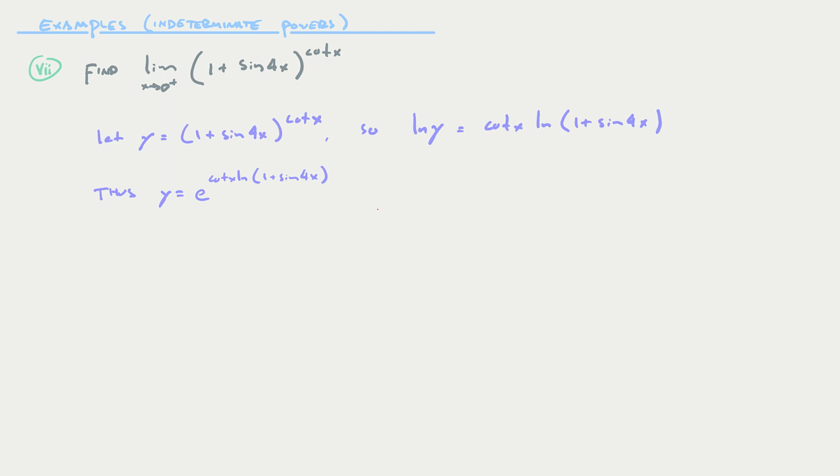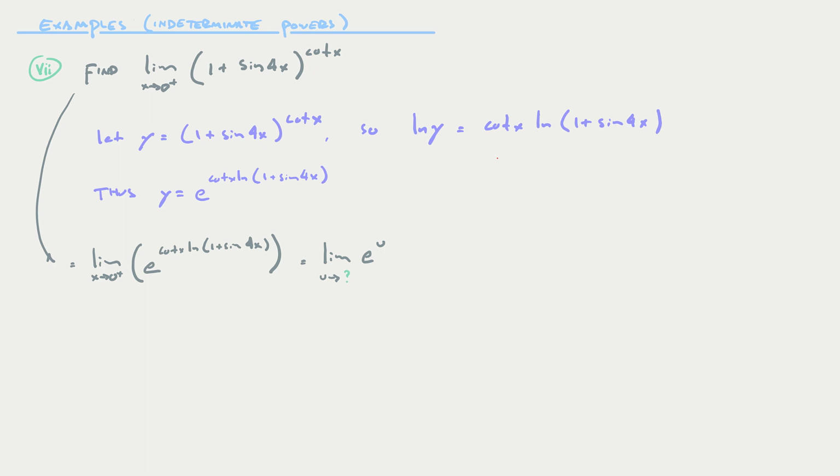So what I did is I said, let y be equal to the thing we're taking the limit of as x approaches 0 from the right. I took the natural log of both sides. So we have the natural log of y is equal to the cotangent of x times the natural log of 1 plus sine 4x, again bringing down the power because we've got a logarithm. And then I exponentiated both sides. So, changing some notation here, we get y is equal to e to the cotangent x natural log 1 plus sine of 4x. So that's what I'm going to replace the limit with.